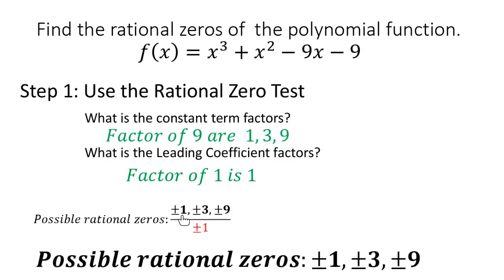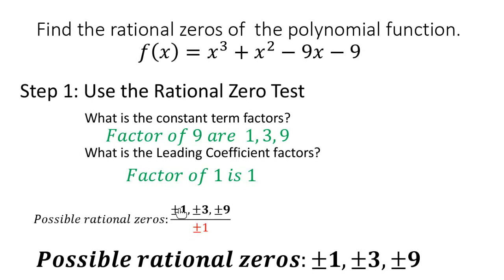So I'm going to have my plus or minus 1, plus or minus 3, plus or minus 9, and plus or minus 1. The reason we use the plus and minus is because we can combine these numbers so that we can get a negative 9. So I could use a positive 1 and a negative 9, and it would still give me the negative 9. Or I could use a negative 1 and a positive 9 to give me a negative 9. So we want to include all the possibilities here.